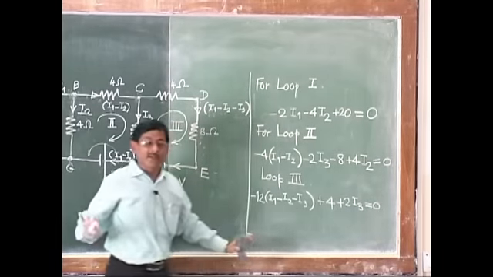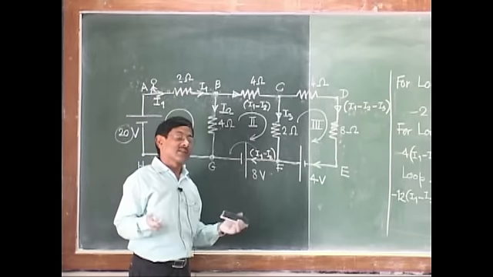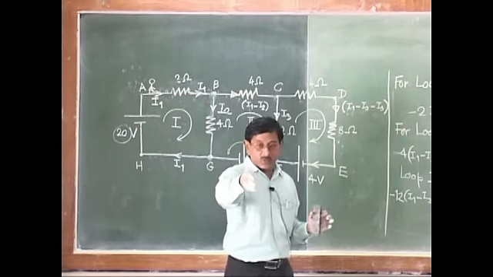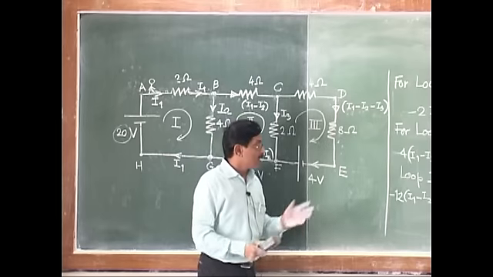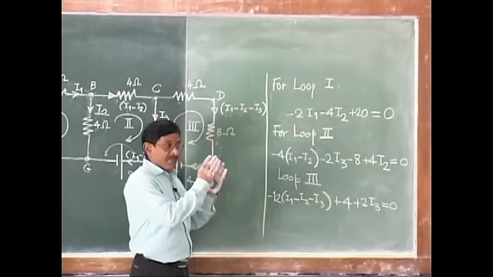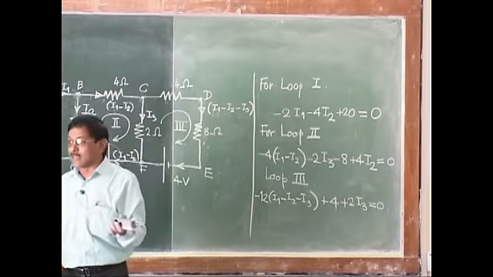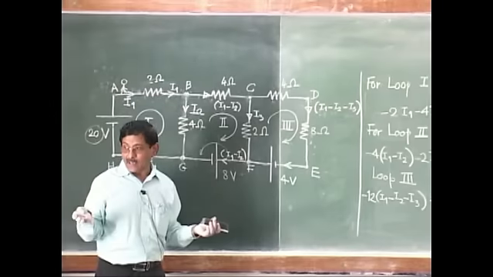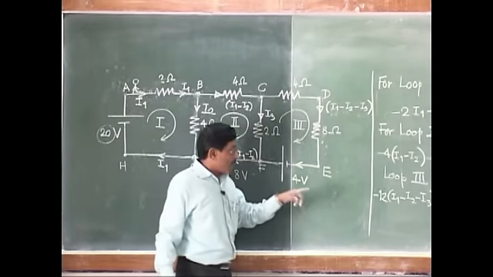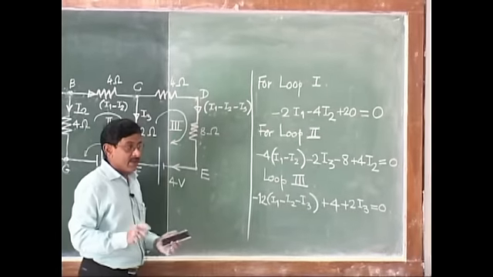Now the next thing is very simple, just a simple mathematical calculation: solving these simultaneous equations. Your calculators also have direct solutions for that. You only have to expand the equations and write the three equations in terms of I1, I2, I3. You can solve them by determinant or matrix methods. Even you can have direct solutions. So find out the values of I1, I2, I3.